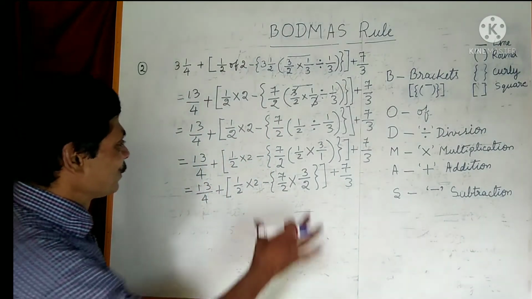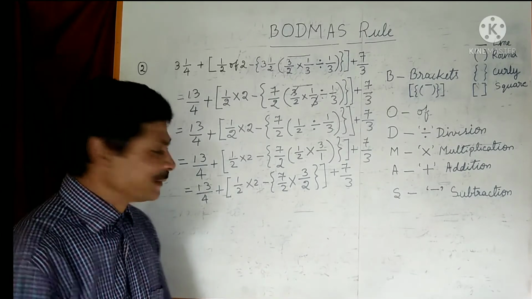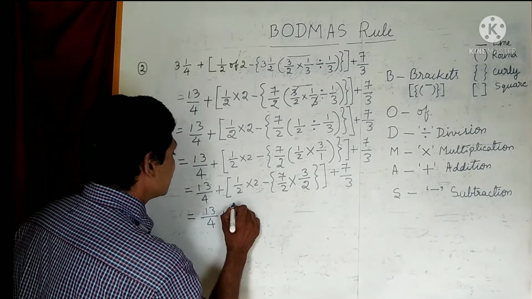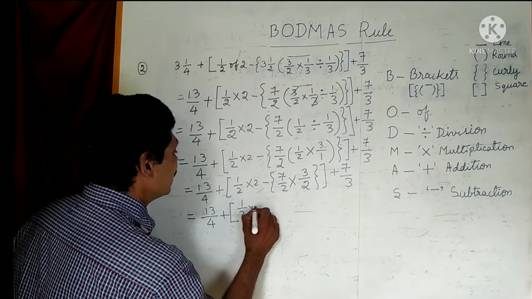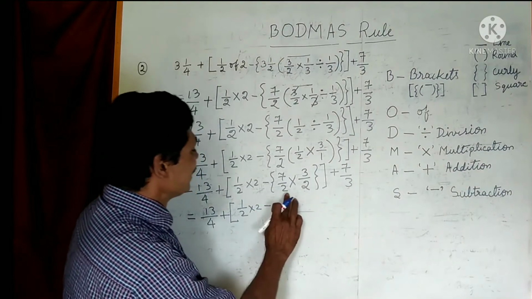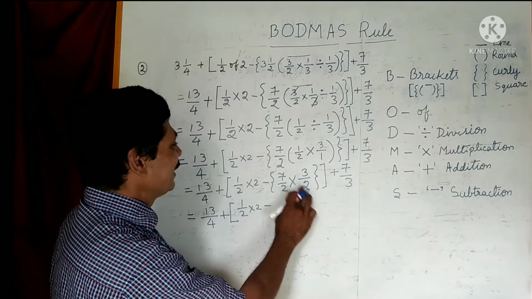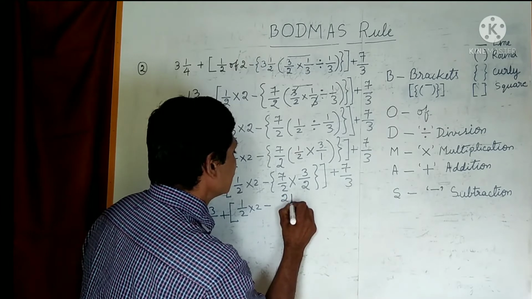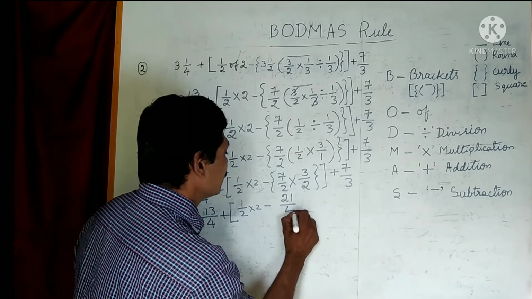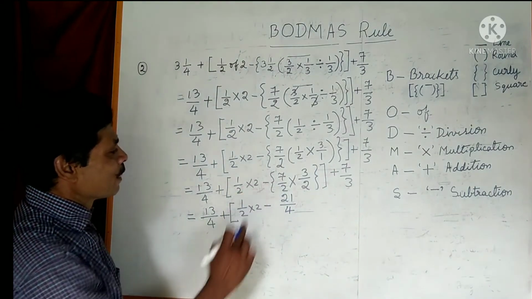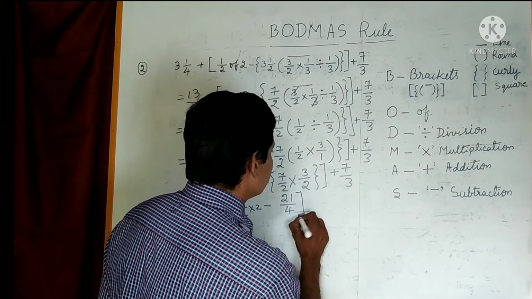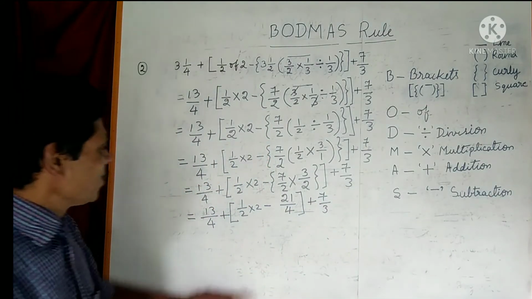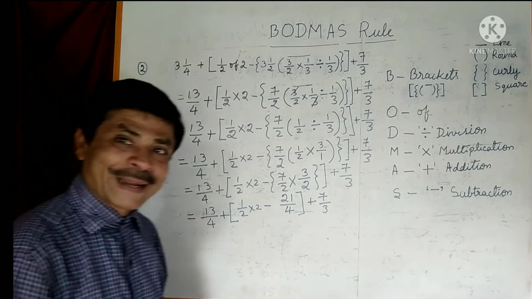Next we have to remove the curly bracket. This is equal to 13 by 4 plus 1 by 2 into 2 minus. Here we will solve this problem. Okay. 7 3s are 21 by 4. Plus 7 by 3. Now we have to remove the square bracket.